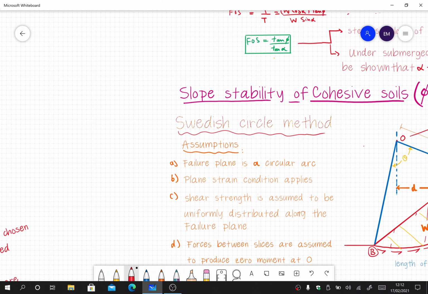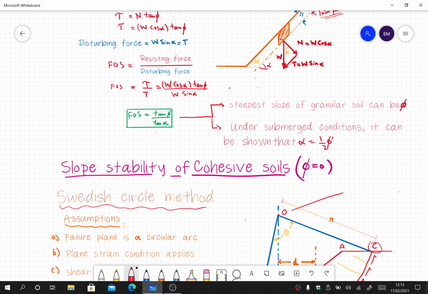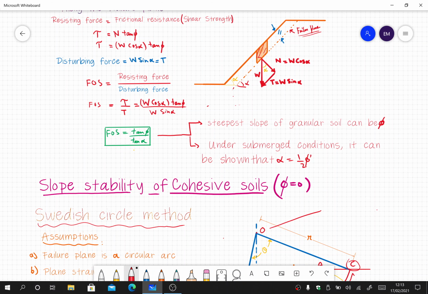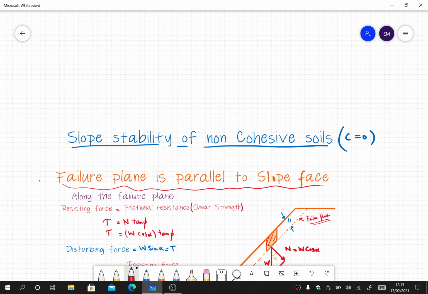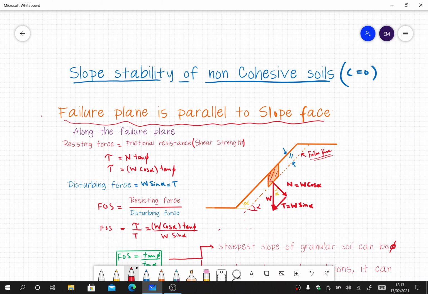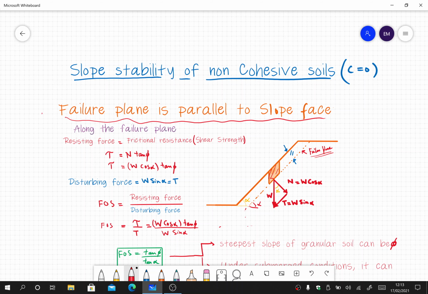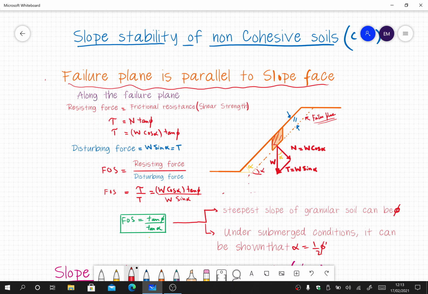So, starting with the first, that is the case of purely frictional soil, so C is equal to 0. In such soils, the failure plane is parallel to the slope face. We discussed the reason: the particles will simply roll or slide over each other. That's why we have a failure plane parallel to the slope face.